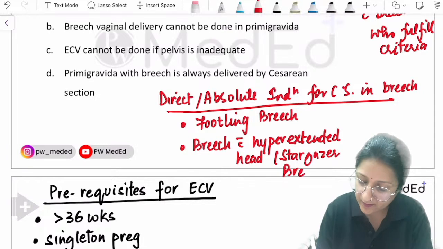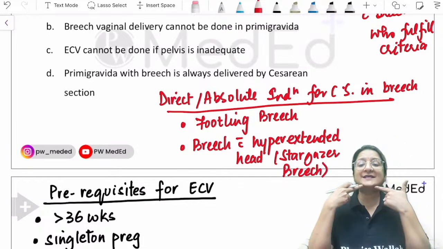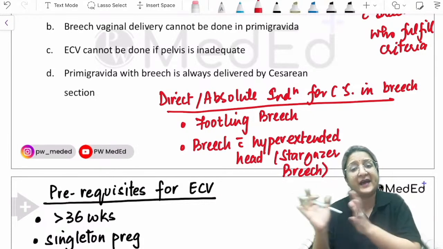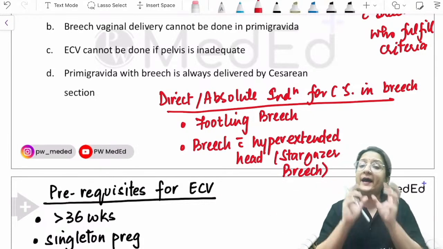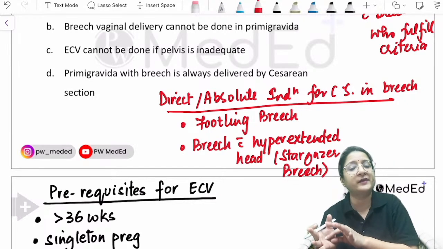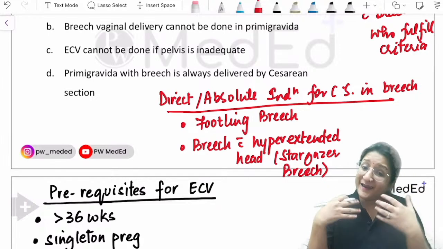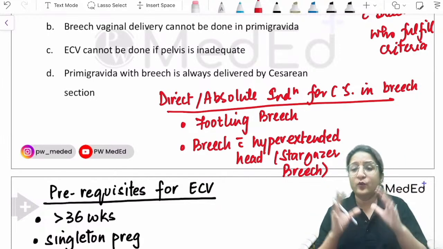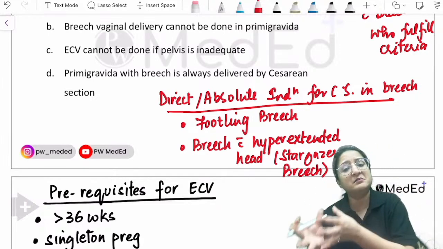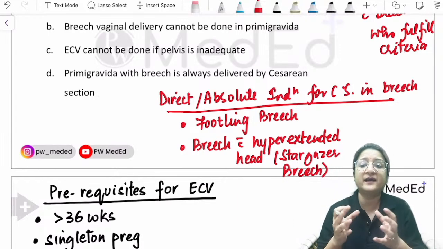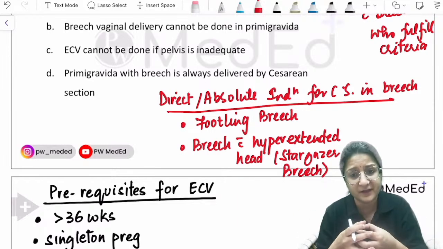Okay. I'm talking about hyperextended head, not extended legs, not frank breech or anything. Breech with hyperextended head. These are the absolute indications for cesarean section in breech. Now, breech vaginal delivery is also an option, both for primigravidas and multigravidas as well. But such decisions have to be taken after discussing with the woman.